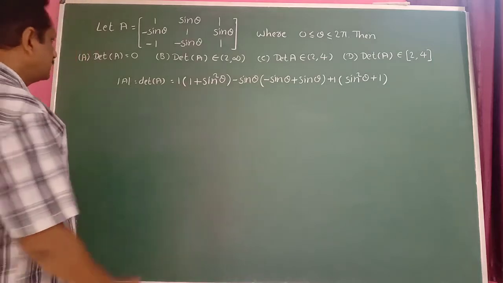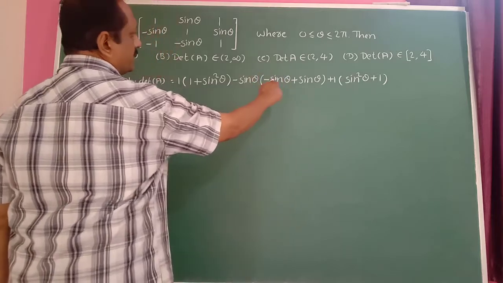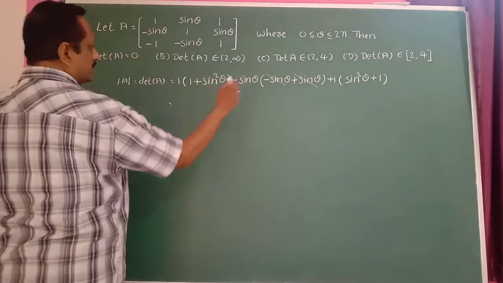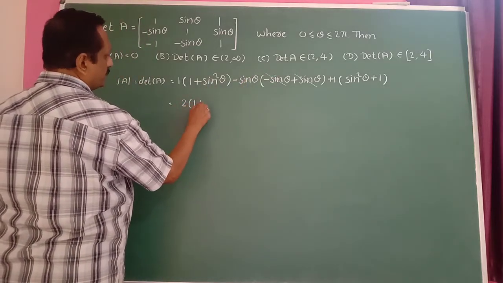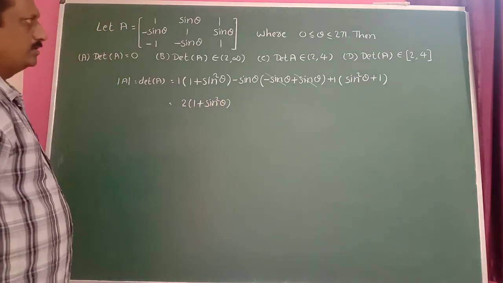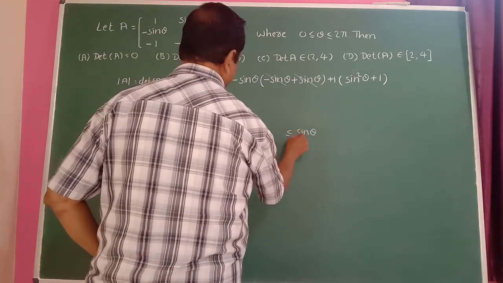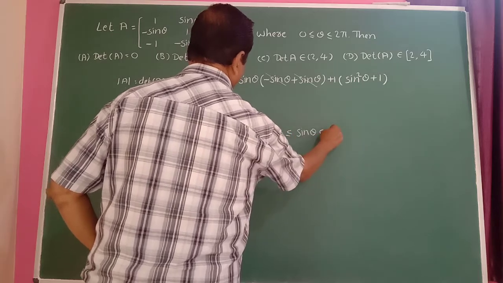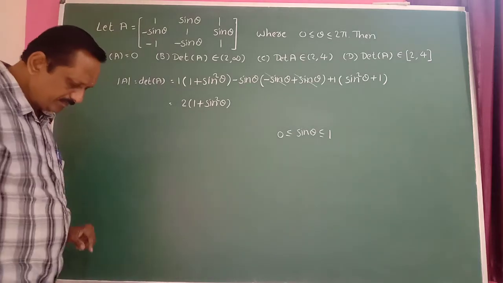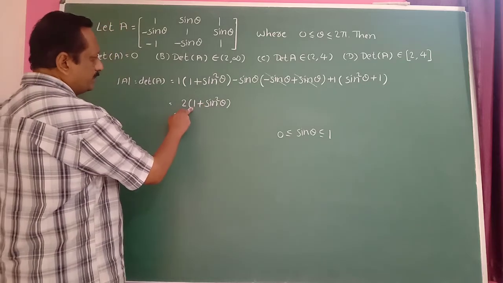Therefore this is equal to 1 plus sin square theta, and the middle term becomes 0, what gets cancelled here. This plus that last term gives 2 into 1 plus sin square theta. So you know that sin theta is always between 0 and 1. The minimum value is 0 and the maximum value is 1. Therefore, if you substitute sin theta is 0, 2 into 1 becomes 2.